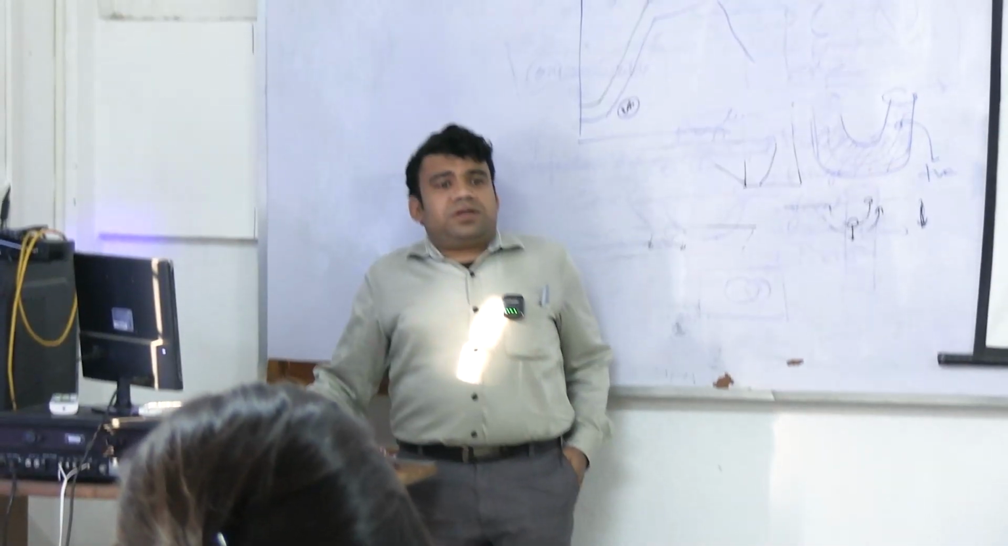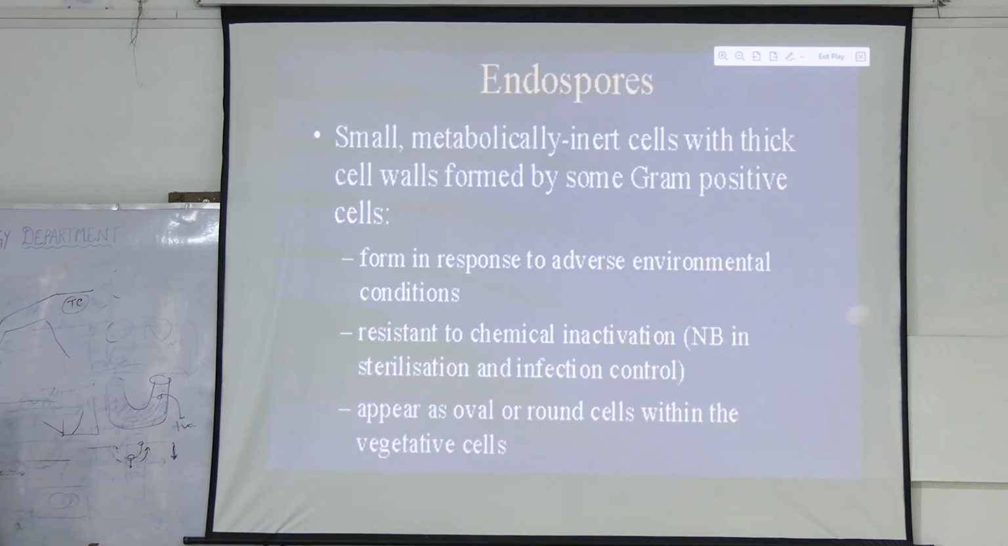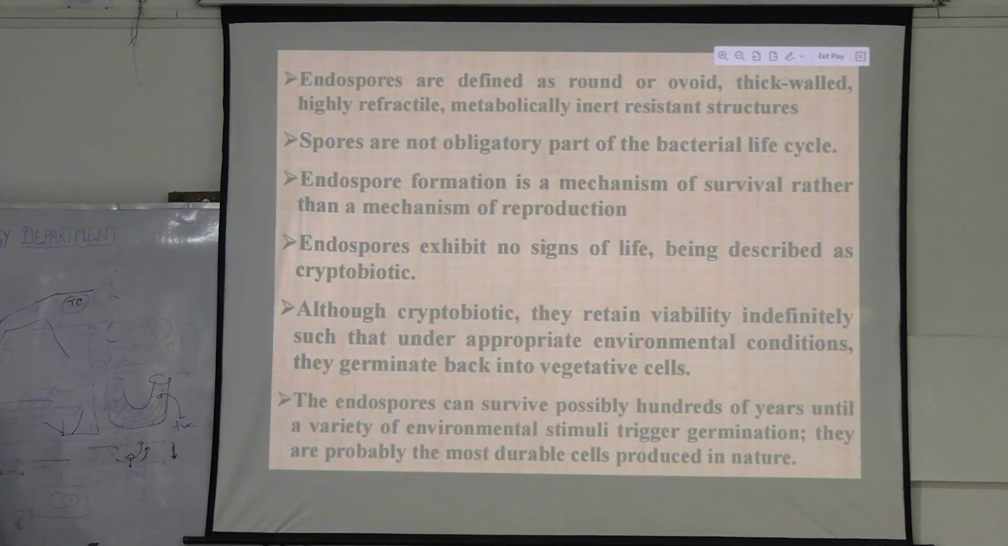There is another phenomenon that happens with the bacteria. It is called as bacterial spores or endospores. So what is spore? Spore is a form of bacteria which protects the bacteria from very adverse conditions. So this is a picture of a bacterial spore. You can see the vegetative bacteria inside, and there is a formation of hard skeleton-like structure on the outside. This is called as a bacterial spore.